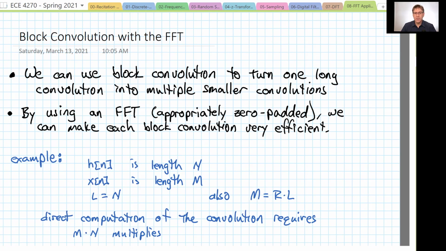So we'll start by assuming that we have a filter H of length n, and X is length m, and we'll assume that m is much larger than n for this particular example. And we're going to choose a block length the same size as H, our filter. And also, just for convenience, we'll assume that m is equal to r times L, or in other words, the number of segments is equal to m over n.